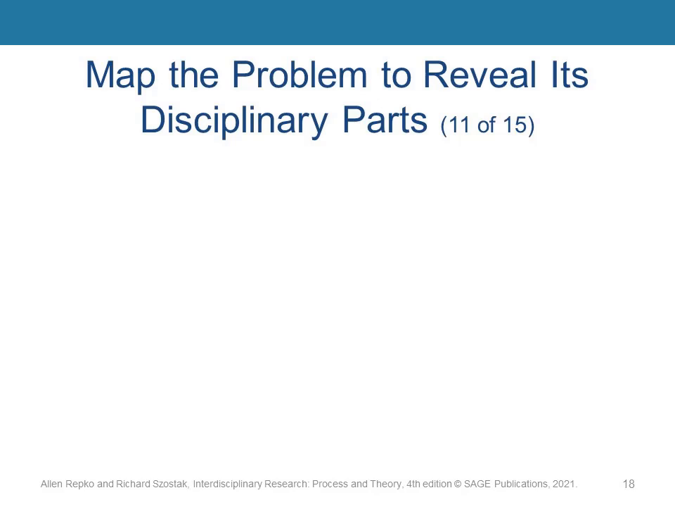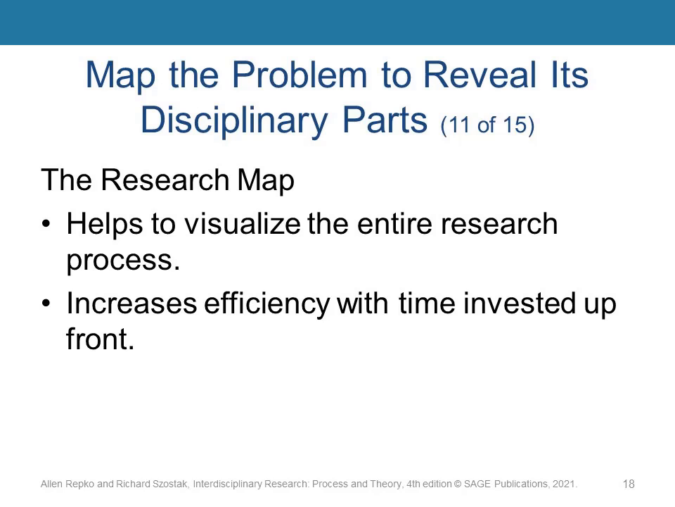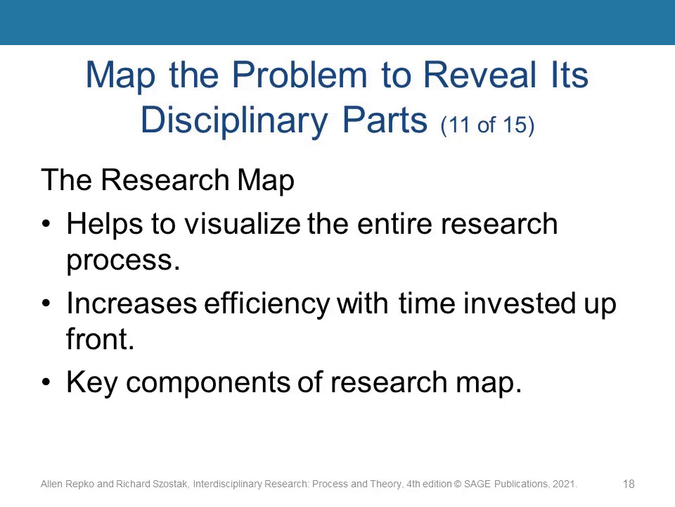Another type of map we might want to use in step 3 is called the research map. It seeks to visualize the research process from beginning to end. By doing this up front, we can save ourselves a lot of time later in the research process. Like the system map, the research map helps us identify the various components of the problem and then identify the relevant disciplines. Let's take a look at the key components of a research map by looking at the textbook's example.